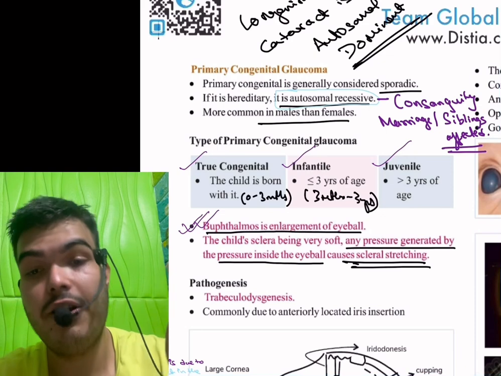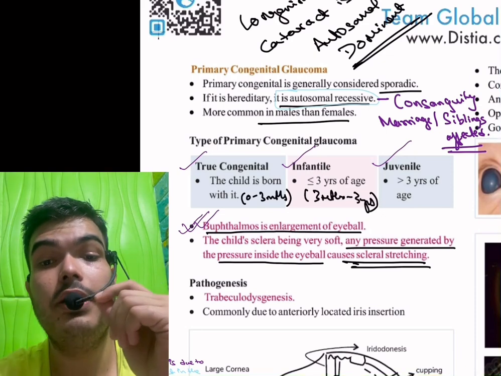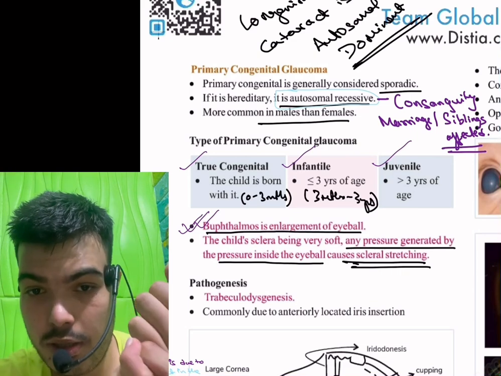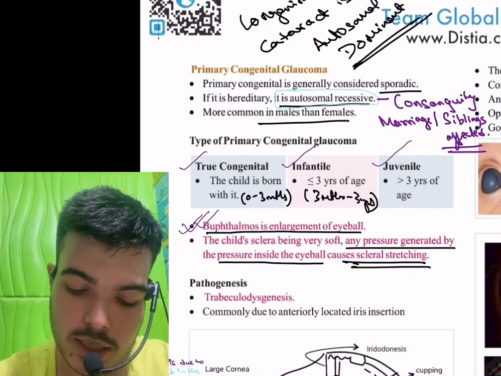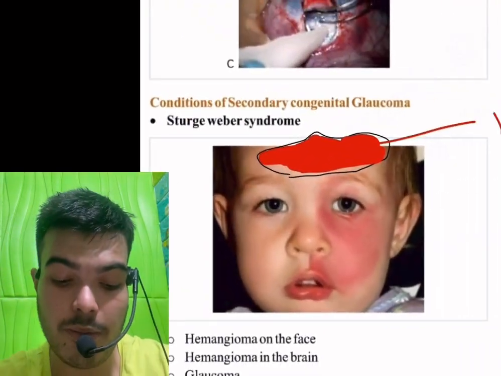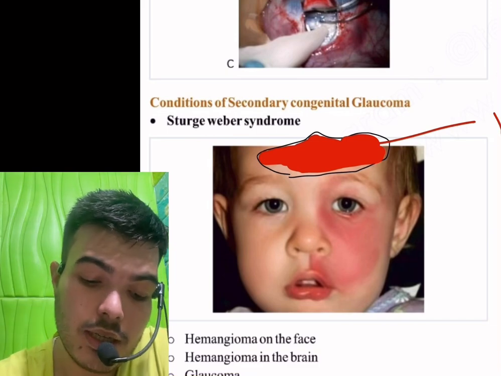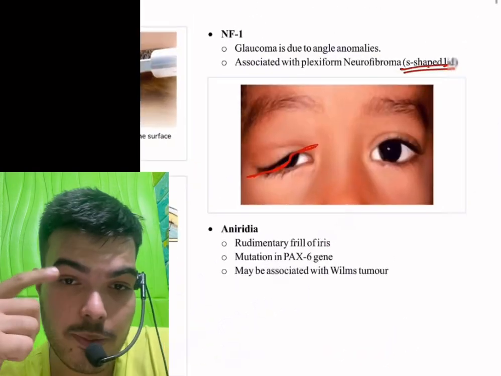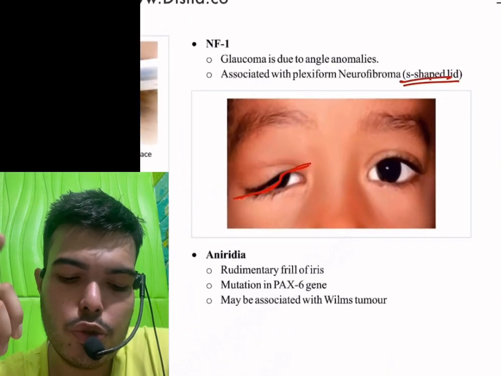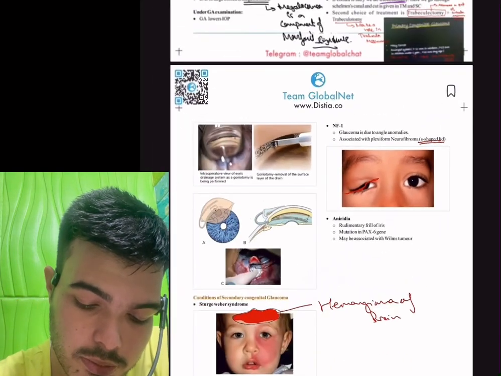Primary category is the same: the true, infantile, and juvenile. But the secondary category means it is associated with some other disease, like neurofibromatosis as well as Sturge-Weber syndrome. You can see here the patient who is having hemangioma of the face and hemangioma of the brain, I have colored it with red, and he will have glaucoma. And here is a case of neurofibromatosis, which shows an S-shaped deformity of the lids. Neurofibromatosis 2 will present with Lisch nodules. It's not written over here, but they will present with the Lisch nodules.